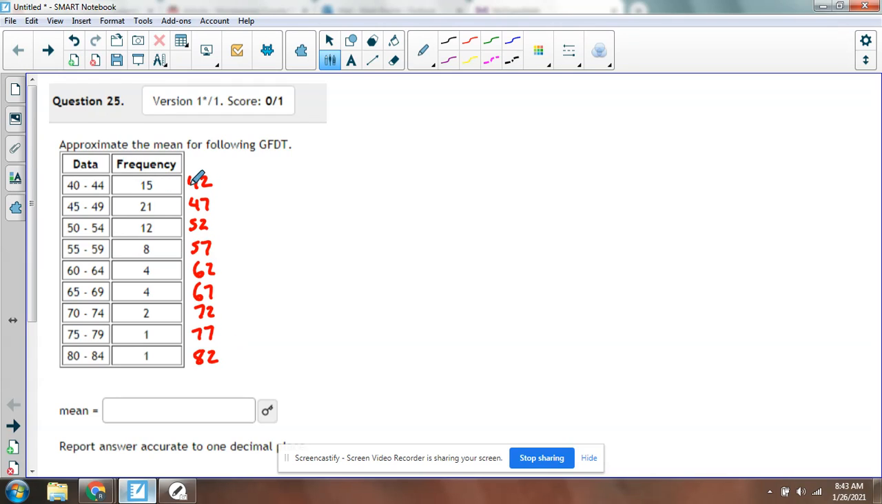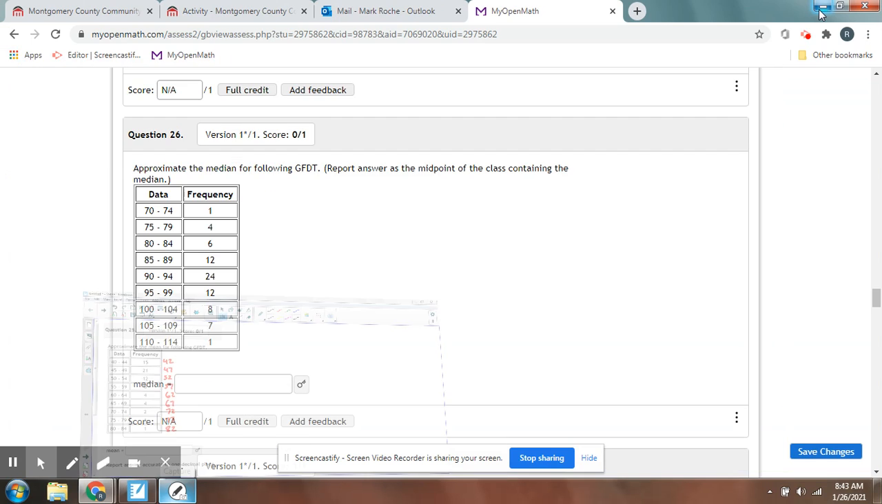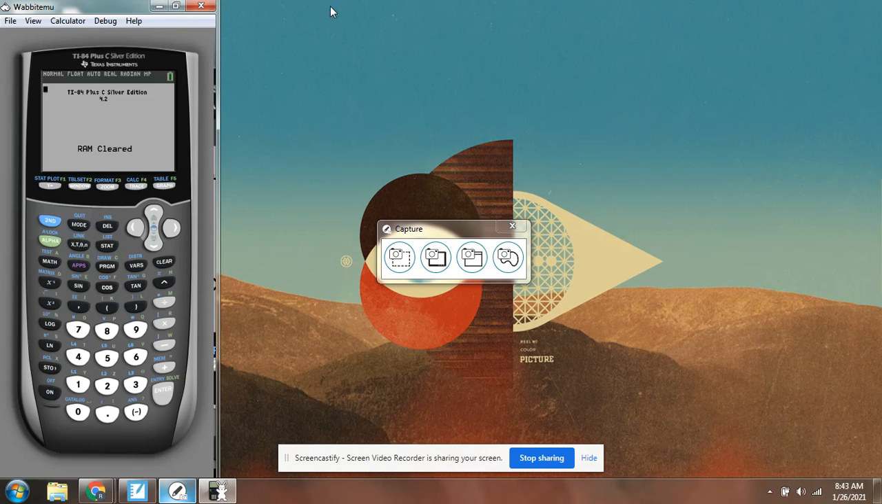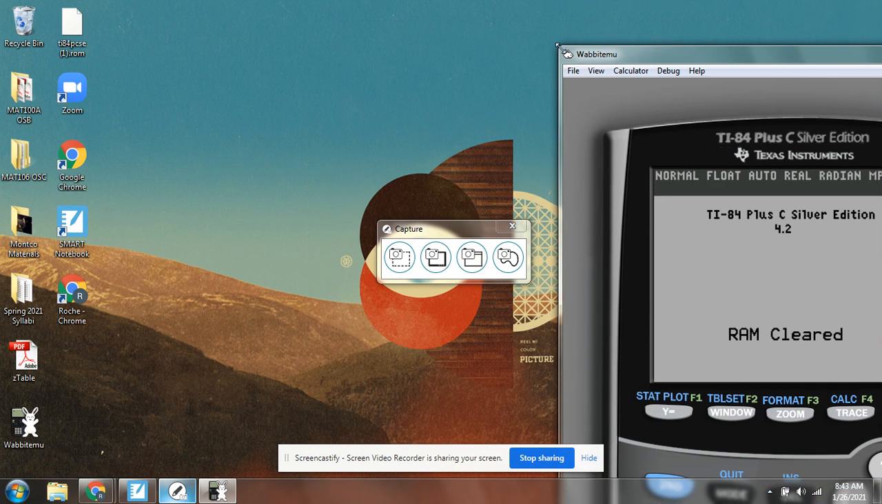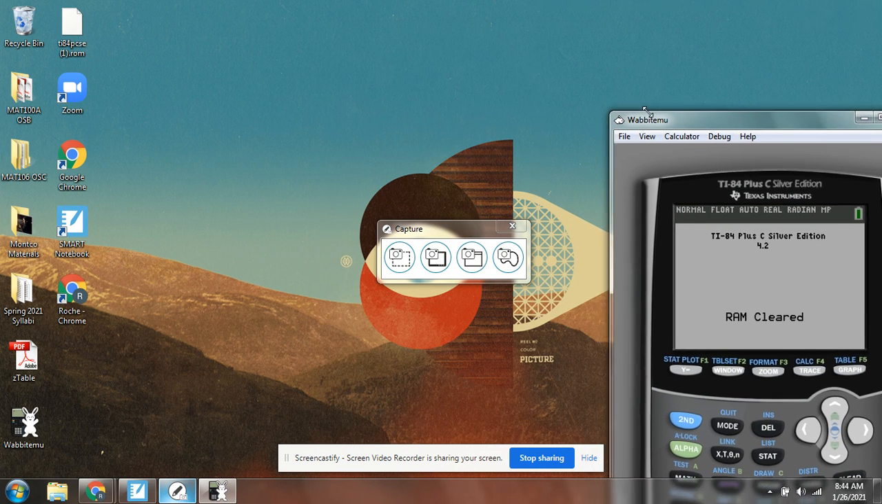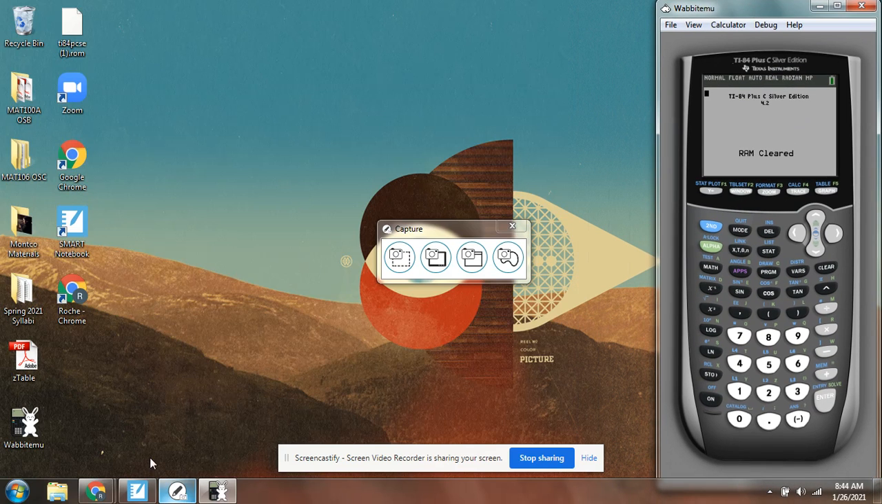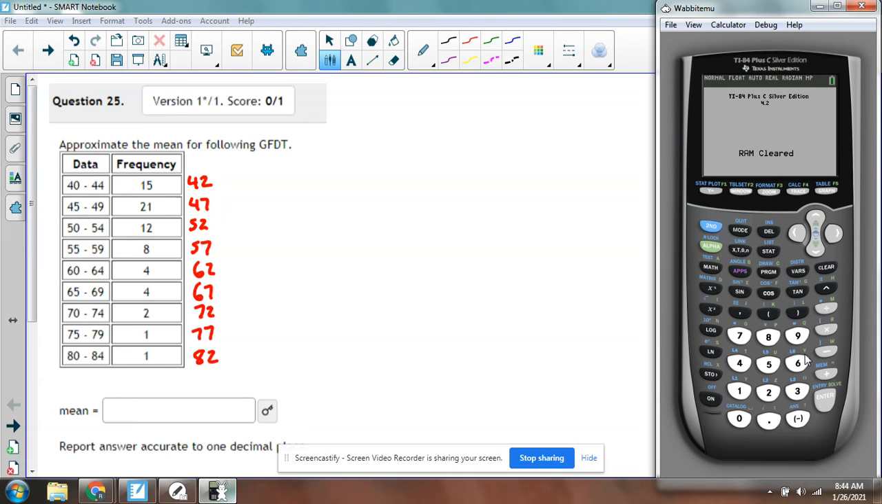So I'm just going to add up 15 42s, 21 47s, and so on and so forth. Pull my calculator out. The first thing I'm going to do is say, all right, there's 15 42s, so I'm going to do 42 times 15 plus 47 times 21 plus 52 times 12 plus 57 times 8 plus 62 times 4, and so on.